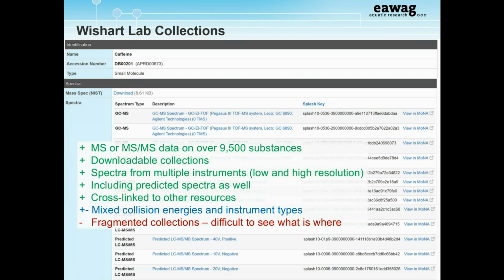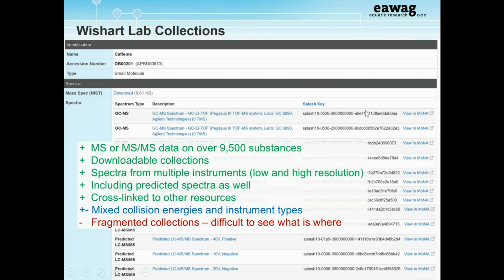These are also fully downloadable collections, so you can actually access all the data. The spectra come from multiple instruments, low and high resolution. And again, as I mentioned, these include predicted spectra. This is actually predicted with CFM-ID, which I'll mention right at the end of this talk. And these are cross-linked to other resources as well.